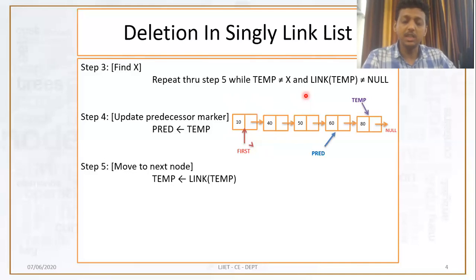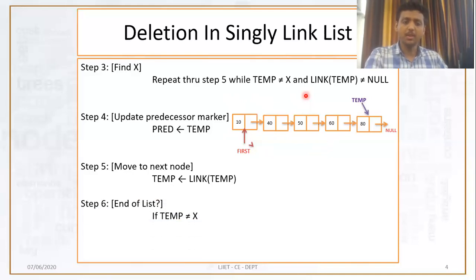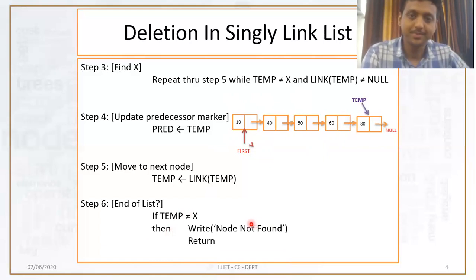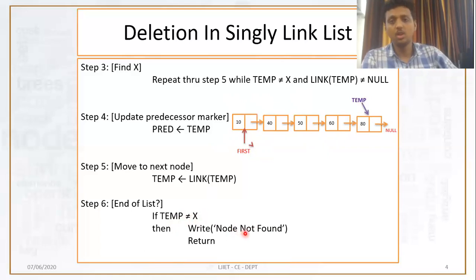Okay. That means, have you found x at the end of the list? No. It means temp is not equal to x. Did you find it? No. That means x is not there. So after the whole iteration, if you reach the end of the list and still you didn't find x, that means x is not there. So write node not found. The condition for that is: if temp is not equal to x, then write node not found.